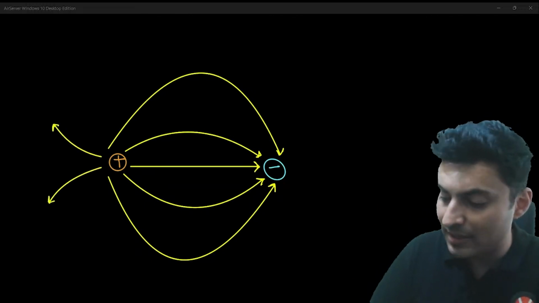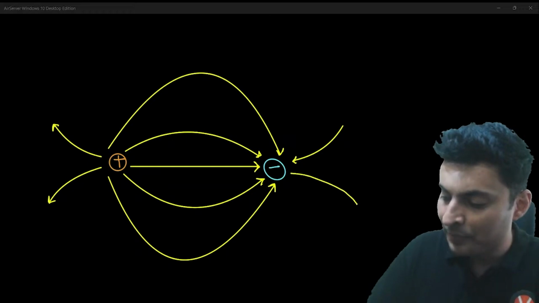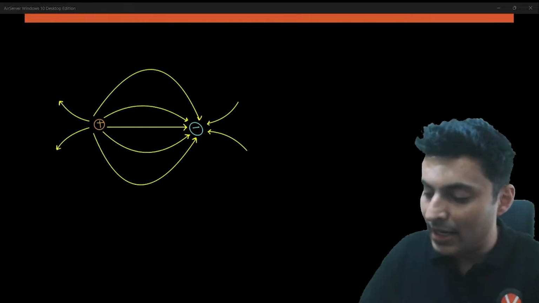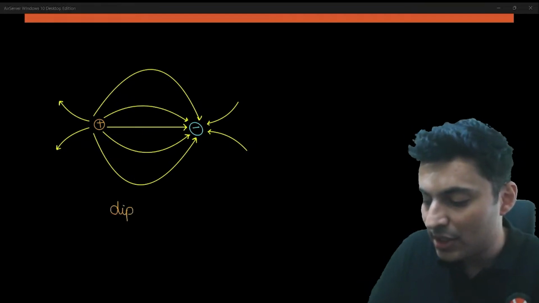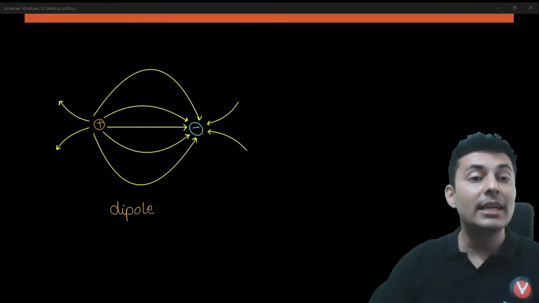By the way, what is this system called, my dear warriors? When an equal positive and negative charge is placed together, what is it called? That is basically called a dipole. Exactly, it is just called a dipole. This graph you should definitely know in case they ask you.